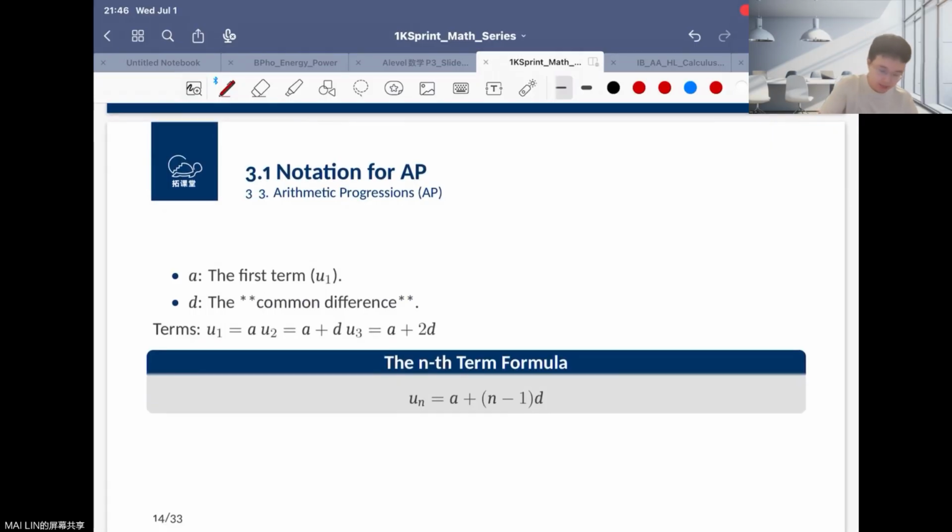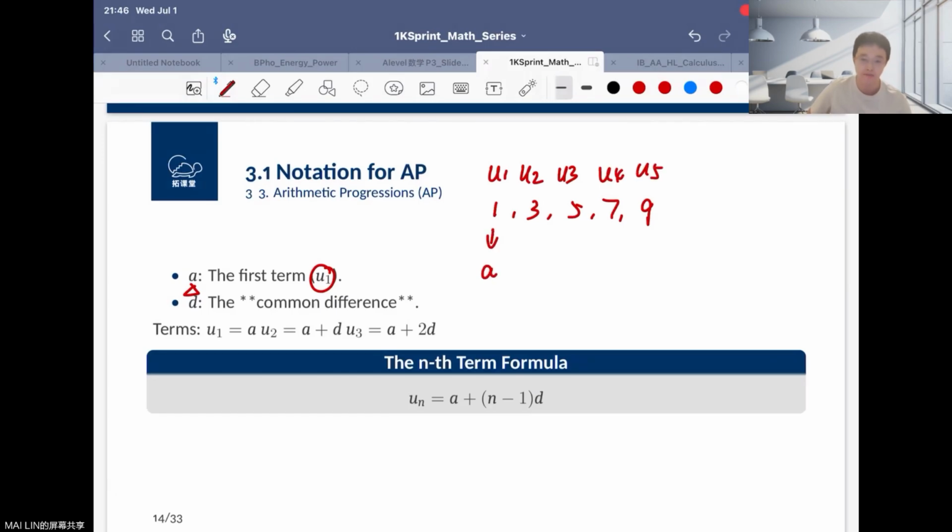So we can say that the first term is called U1, and we can also use A to represent this. Like we have 1, 3, 5, 7, 9, right? You can find the difference between each adjacent term is 2, right? So you can also write U1, U2, U3, U4, U5. And you can set the first term also to be called A, okay? And here you can find the common difference is 2, right? Each one is added with 2, added 2, added 2, right? And you can call D the common difference, okay?